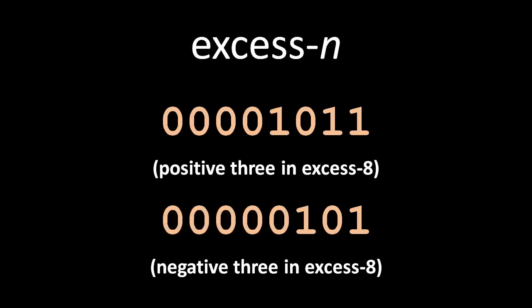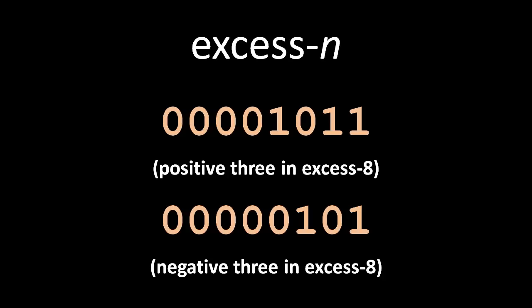The idea in XSN is that we pick some arbitrary positive integer to represent 0. Everything above this number will be positive, whereas everything below it will be negative. So for instance, if I want to represent positive 3 in XS8, I represent it as 11 because 11 is 8 plus 3. But if I wish to represent negative 3 in XS8, I represent it as 5 because 5 is 8 minus 3. Notice that in XS form, we don't have a sign bit.